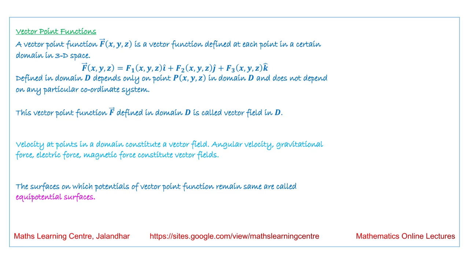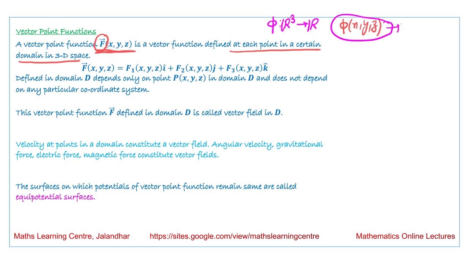Next definition we have is vector point function. Now it is important to note over here that we are talking about F vector. In the previous case we were talking about a scalar function, so we were writing phi of (x, y, z). Now we are talking about F vector (x, y, z), a vector function defined at each point in a certain domain in the three-dimensional space. When we were talking about phi, we mentioned that phi is defined from R3 to R, that is, it is just a number.